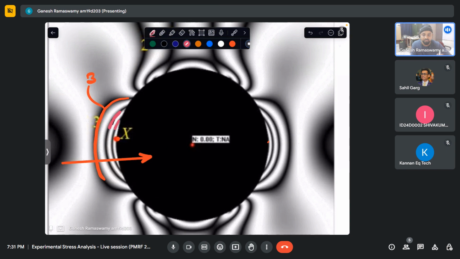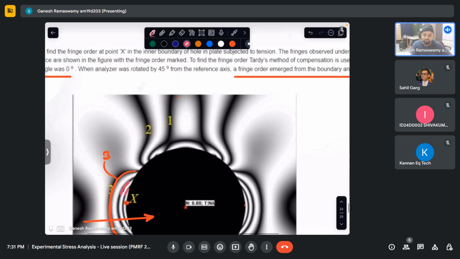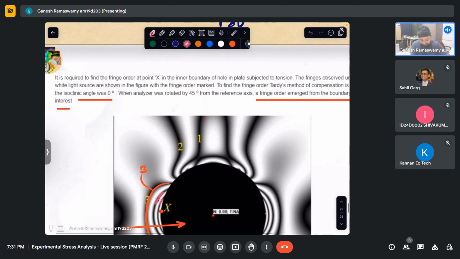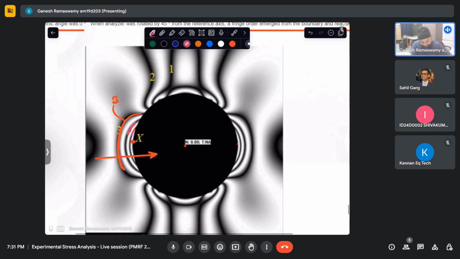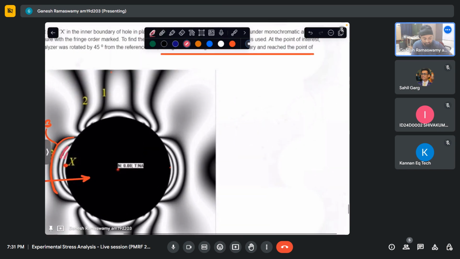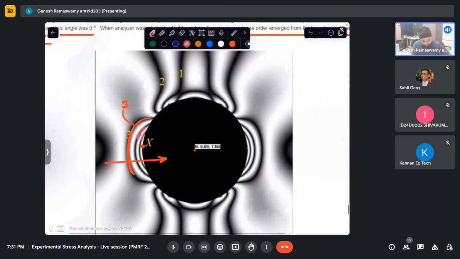Now what the question says is they rotated the analyzer. The entire circular polariscope is at 0 degree only, and that happens to be the isoclinic angle here. Now when this is rotated by 45, a new fringe order emerged from the boundary. So 6 came into the domain when the thing was rotated by 45 degrees, which means 3 would have gone here, 4 would have gone here, 5, and then 6 would have come there. That is what this implies.